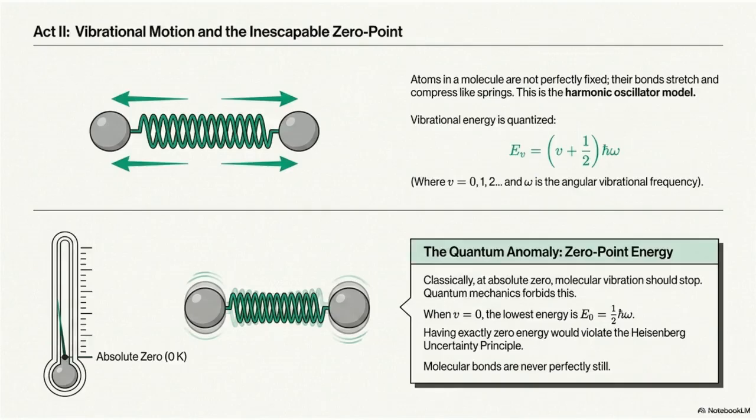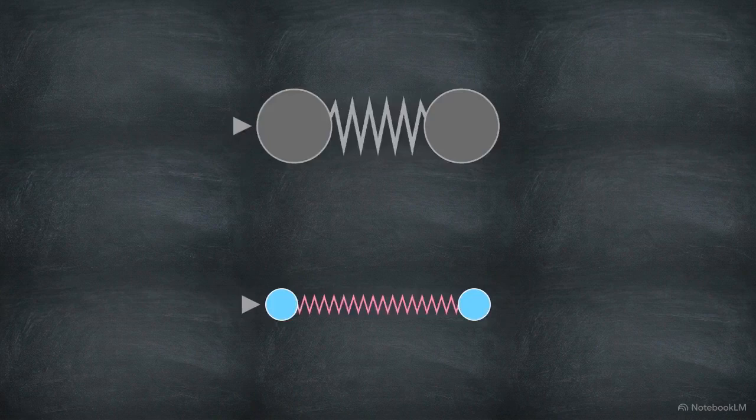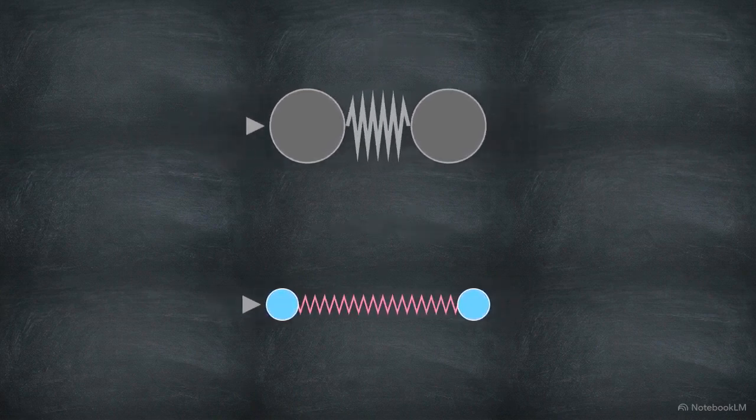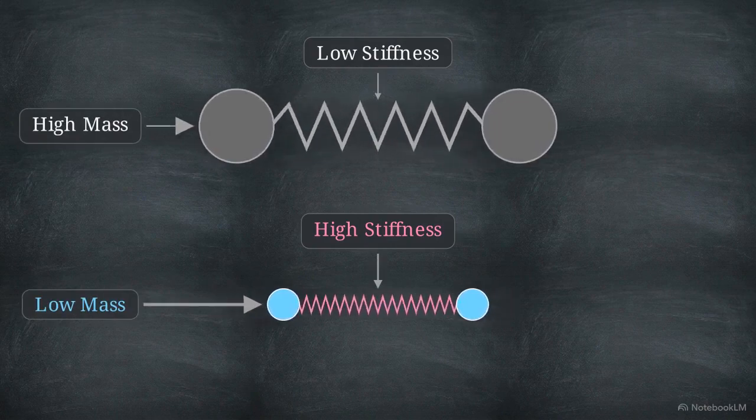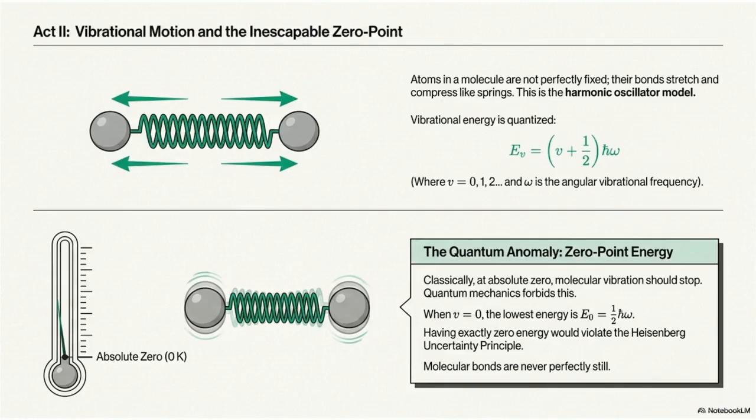Stepping up the energy scale to the infrared region, this slide replaces the rigid bond with the harmonic oscillator model. Atoms in a molecule are not perfectly fixed. Their bonds stretch and compress like springs. The specific vibrational frequency of that spring is determined by the bond's physical stiffness and the reduced mass of the atoms involved. But there is a quantum anomaly.